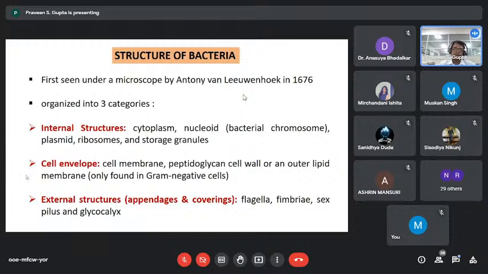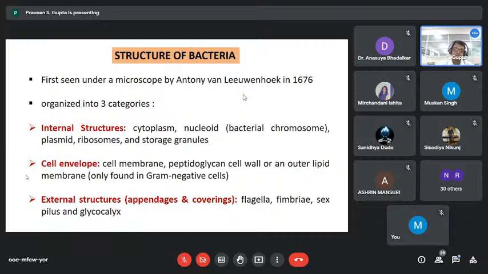Then the third category is basically the external structure. In different bacteria, different appendages are present as an external structure. Some possess flagella. Flagella is responsible for movement. Then some possess fimbriae, which is important for the adhesion of bacteria. With the help of fimbriae, the bacteria is able to adhere to a particular surface, and it is very important for their colonization. It is very important for the disease spread by them. It means that most of them are virulent also.